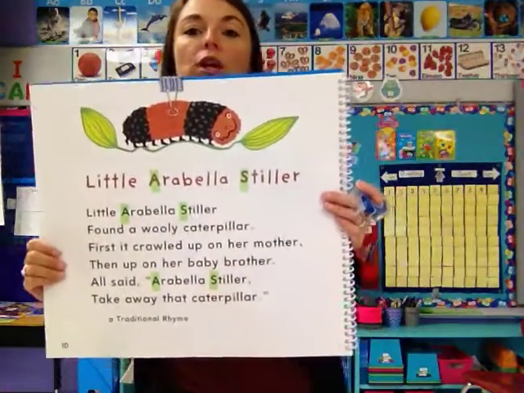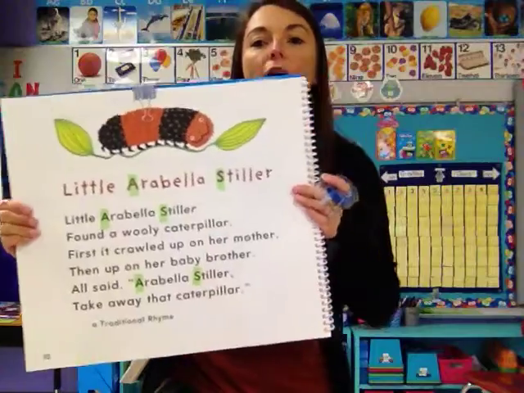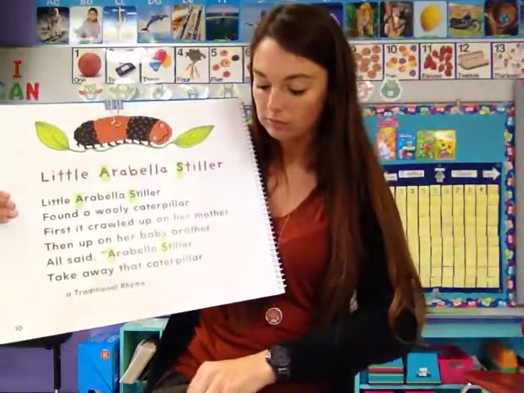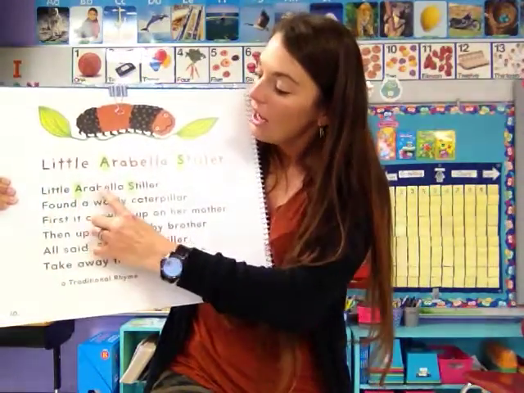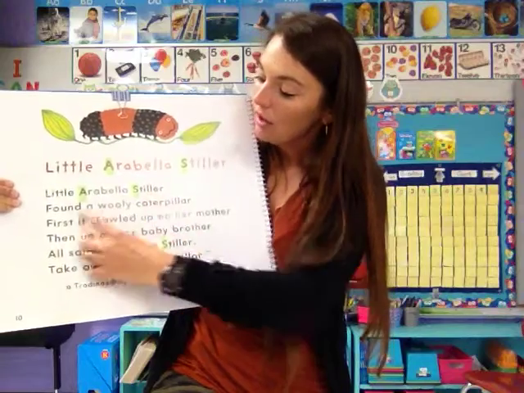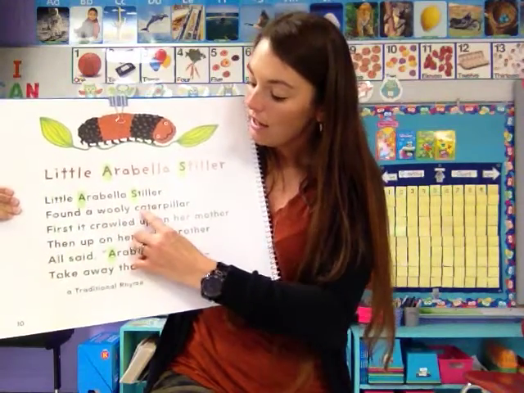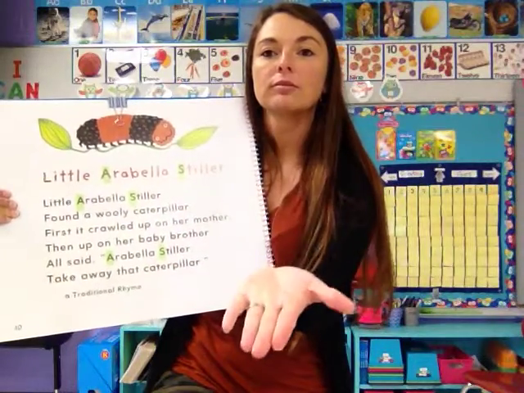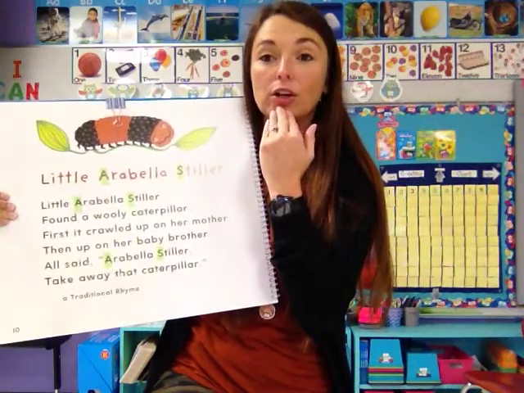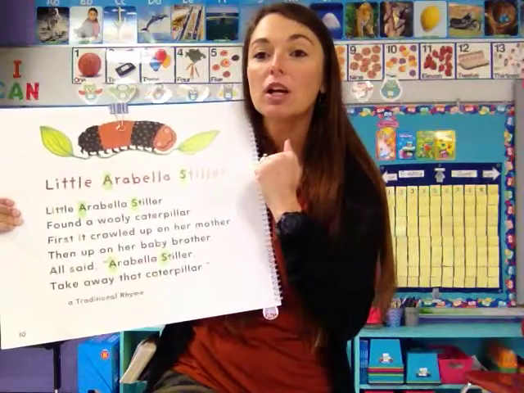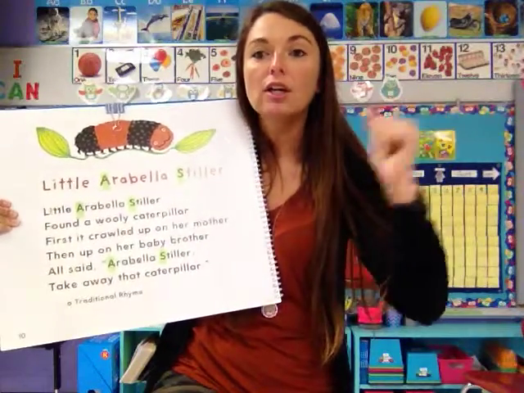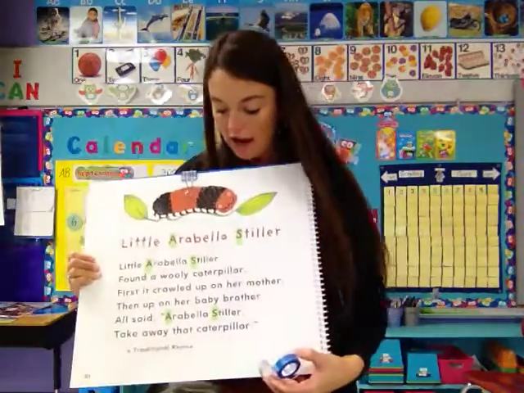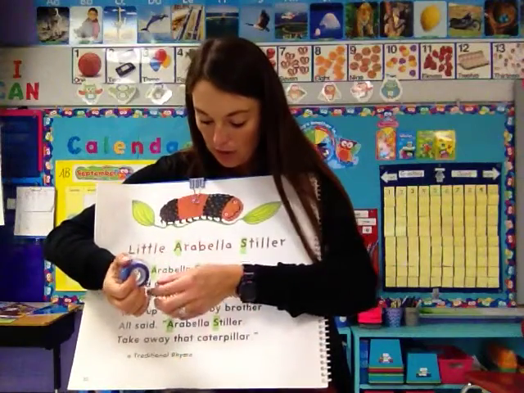So we're going to read the story again, and we're listening for rhyming words. So let's listen. Little Arabella Stiller found a woolly caterpillar. So let's say Stiller, caterpillar. So the last part of those words are the same. Those words rhyme. Stiller and caterpillar rhyme.